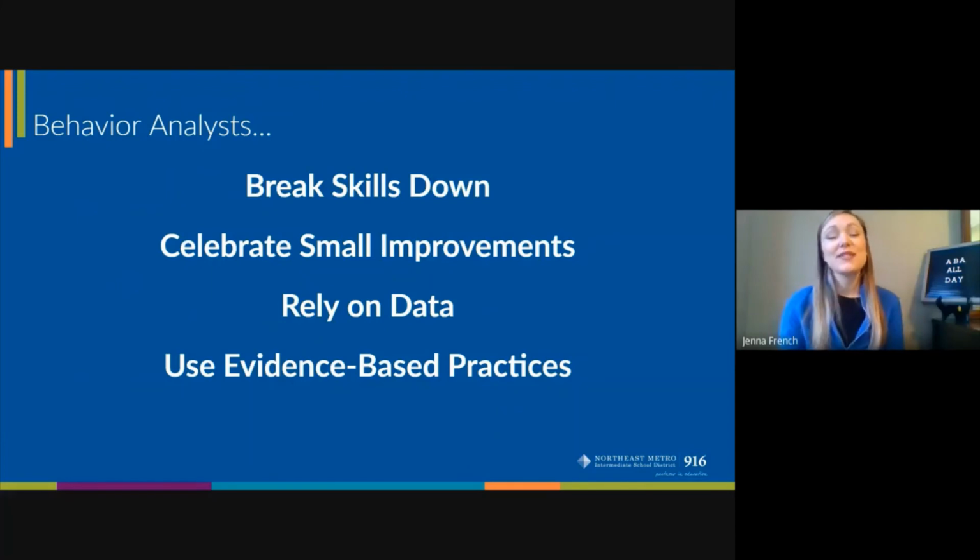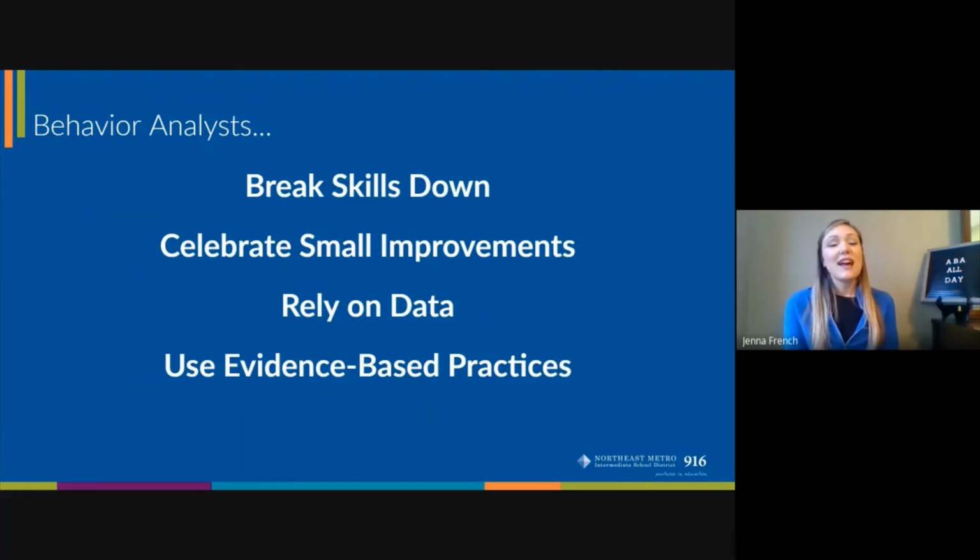Behavior analysts also celebrate small improvements. So again, when those behavior goals require a lot of steps or require a lot of small behavior changes in order to reach that goal, we reward and we celebrate each of those small steps towards that ultimate goal.